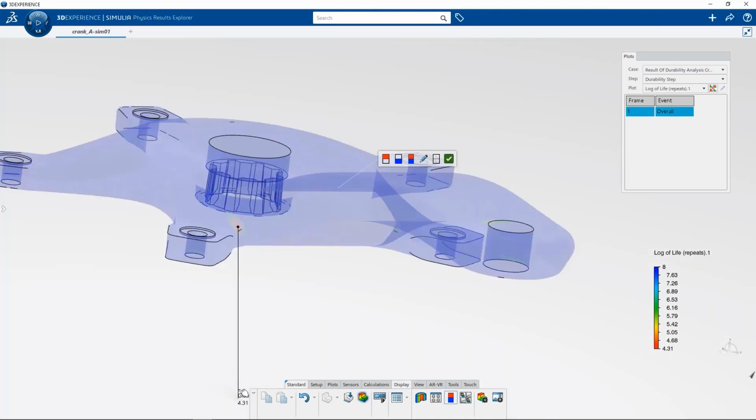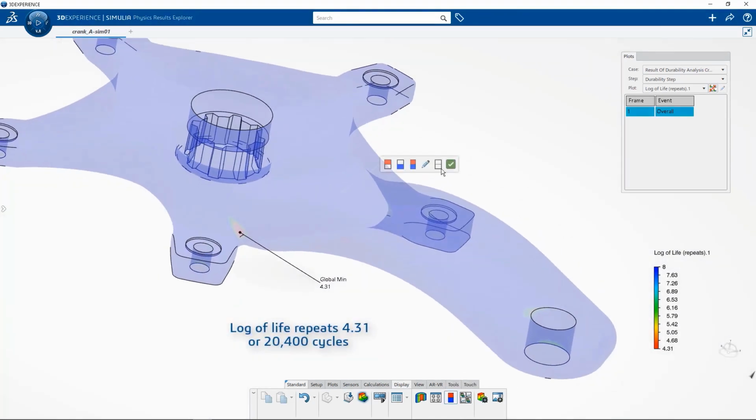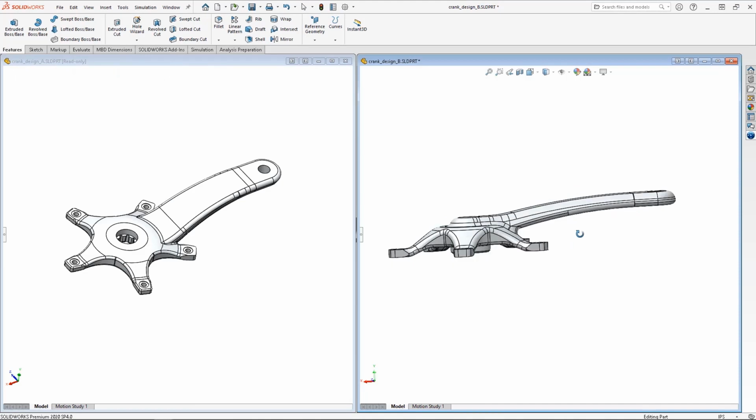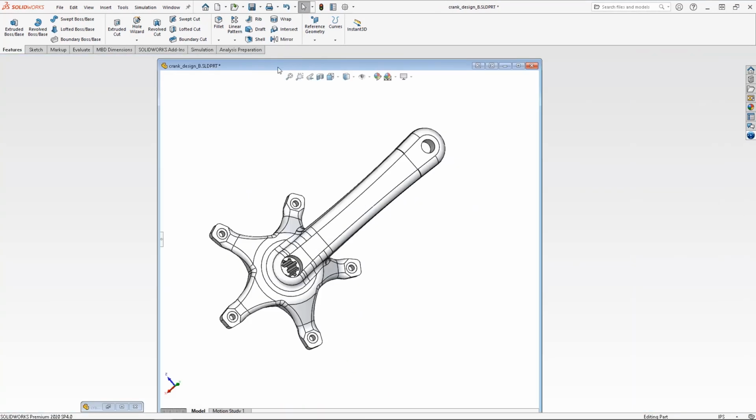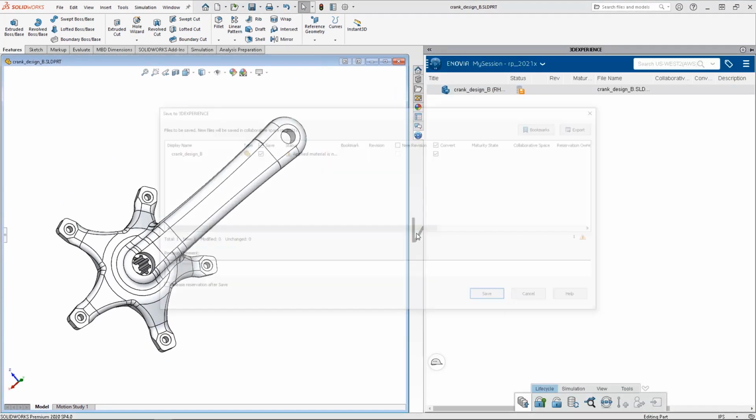estimate the life cycle of components subjected to repeating loads with stress and strain methods, and experience efficient what-if scenarios through seamless associativity with geometry.